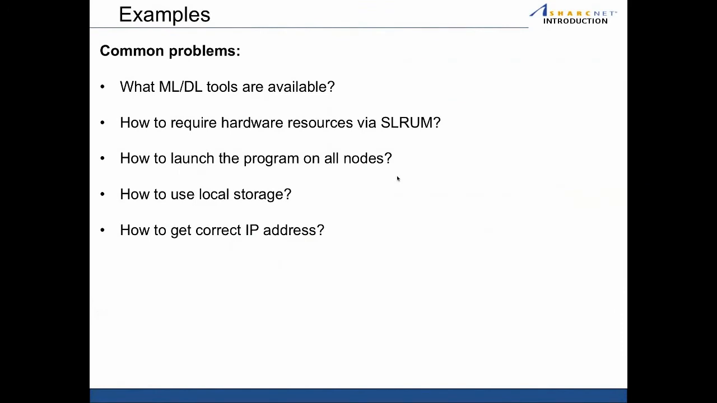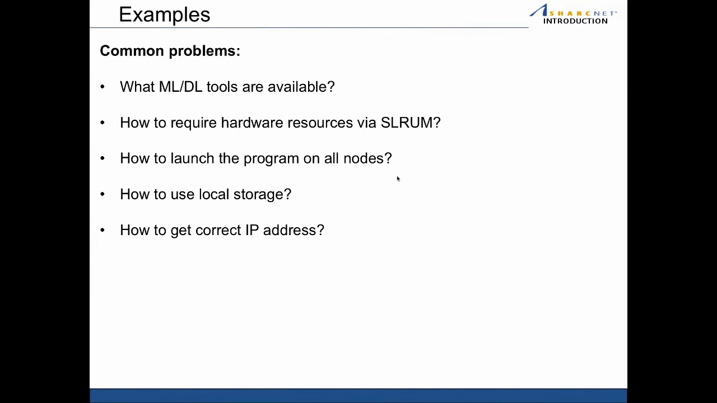Okay, let's move to the last one. I'll show you an example. Before I show you the example, I'll show some common problems here. The first problem is what machine learning and deep learning tools are available. Like I said, TensorFlow and Caffe2 are available, and Theano is available with libgpuarray. And we have Torch available, and PyTorch can be installed easily. You just do a pip install, which downloads it from the internet.